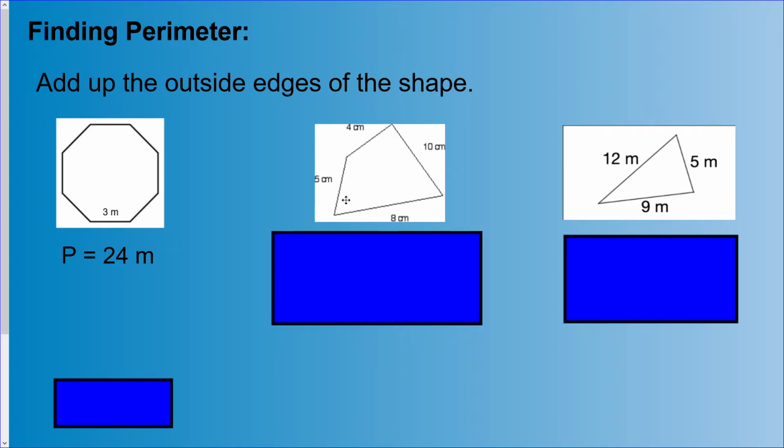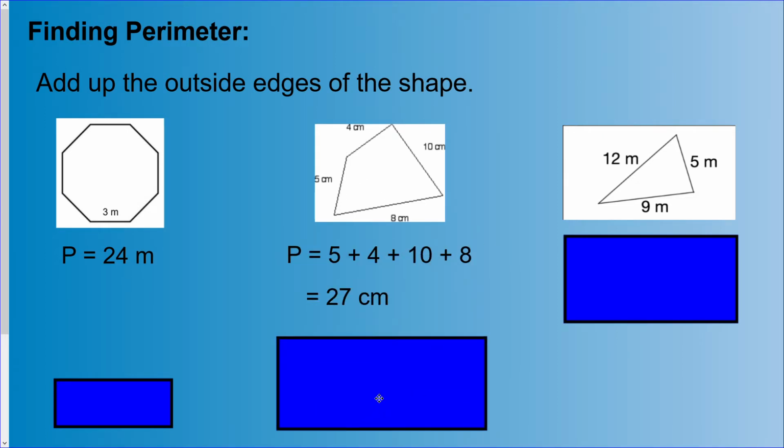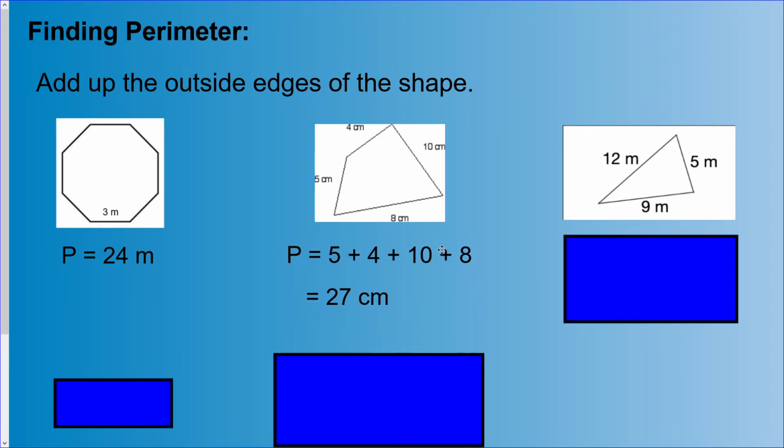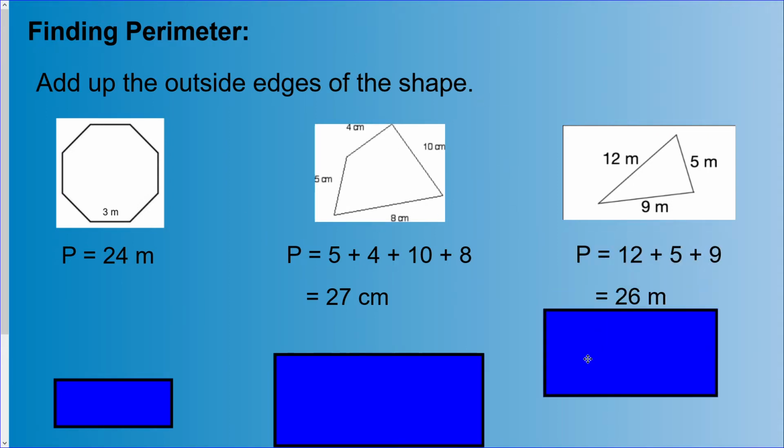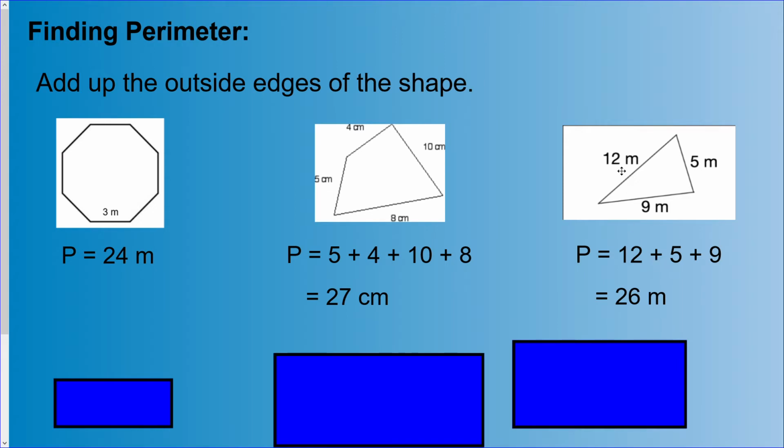Now, this next shape, again, just adding up all the sides. So 5 plus 4 plus 10 plus 8 is 27. I suggest you go in some kind of order. Don't just randomly hop around and take whatever sides you want at any time, because often you'll miss one. Okay, and the perimeter of the triangle, so 12 plus 5 plus 9 is 26.